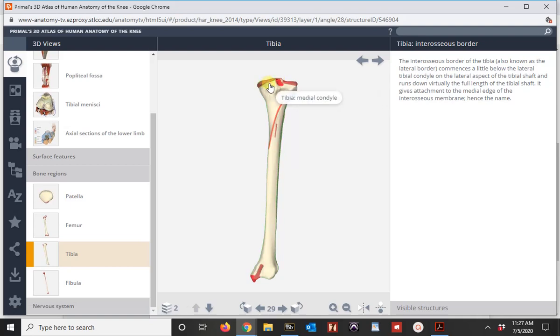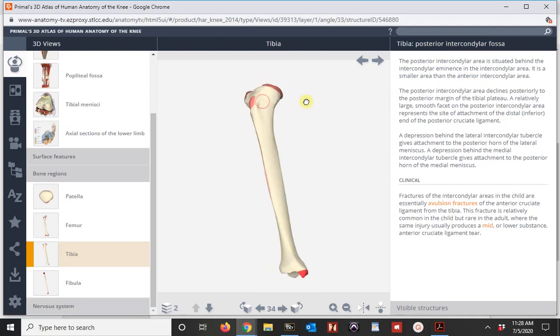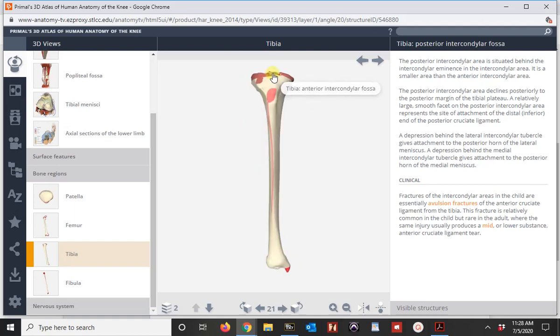Now, right in between the condyles is this groove, and it's called the intercondylar fossa. Inter meaning between, condylar meaning condyle, so between the condyles, and a fossa is just a little depression in between them. They also call it the posterior intercondylar fossa because it's on the posterior side of the tibia. If you turn it around and look at the front of the tibia, this is going to be the anterior intercondylar fossa.